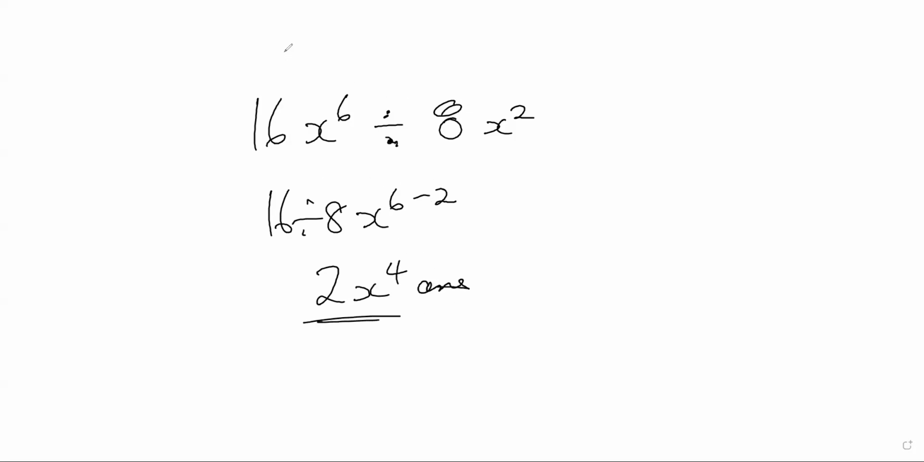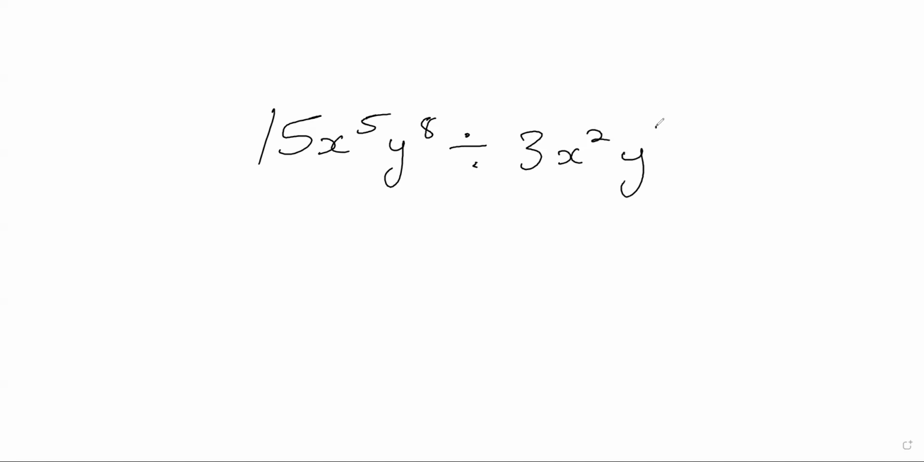I could make it a little bit more complex. So I basically give you more than one letter. Let me show you what I mean. Instead of just one letter, we're going to put more letters, all right? Let's say we have 15x to the 5th, y to the 8th, for example, divided by 3x to this. Try this one.